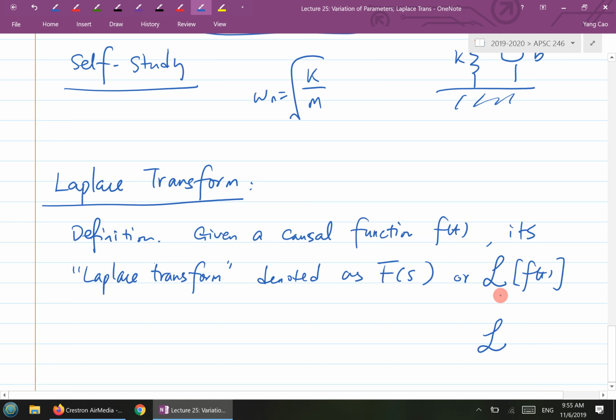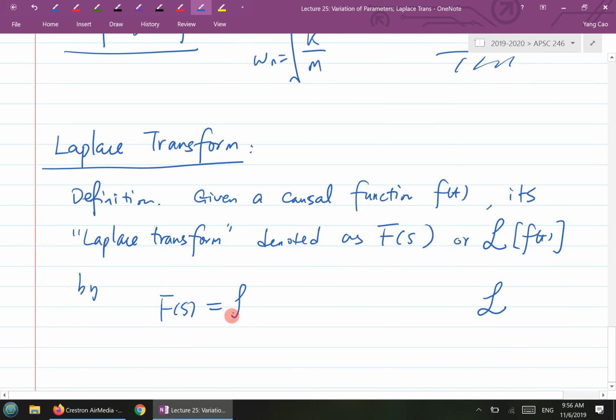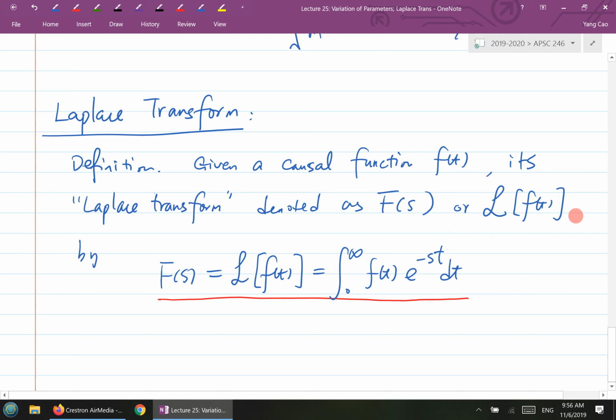So this is essentially an operator now. I'm going to talk a little bit more here. Denote this, then F of s is calculated by the following formula: the integral from 0 to infinity of f of t times e to the power negative st dt. That's the Laplace transform definition.